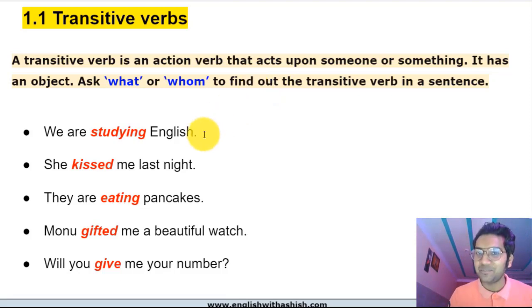Let's study these examples. We are studying English. Studying is the verb, action verb. Ask the question what or whom. We are studying what? English. So it has an object, right? We are studying what? English.